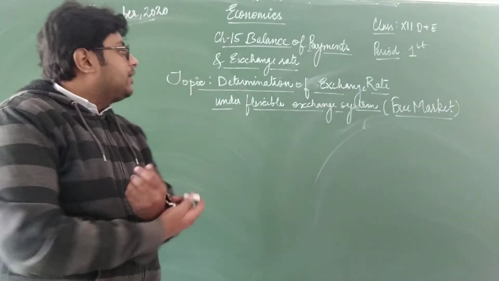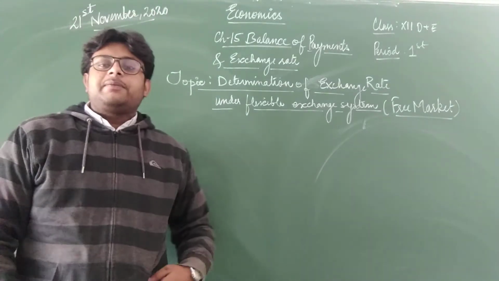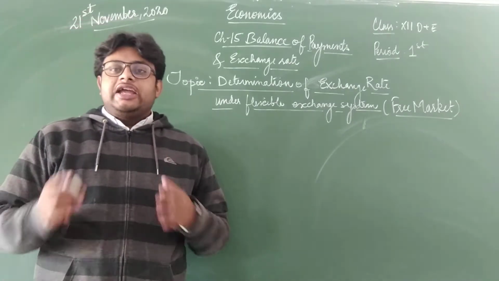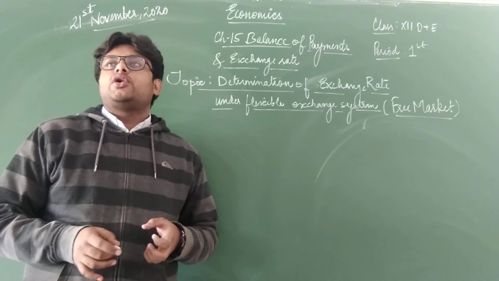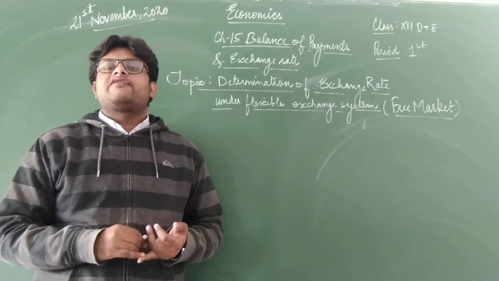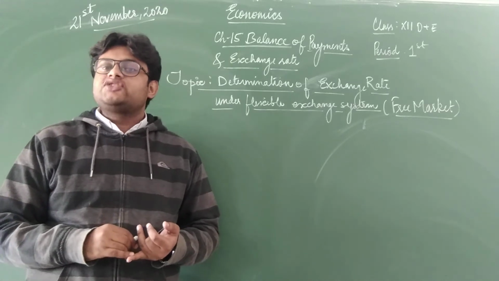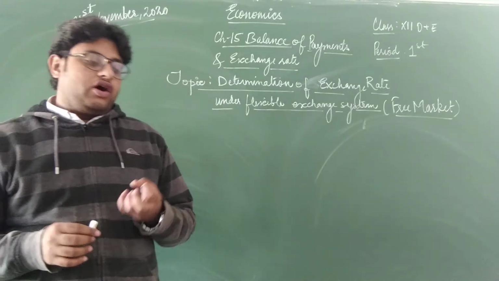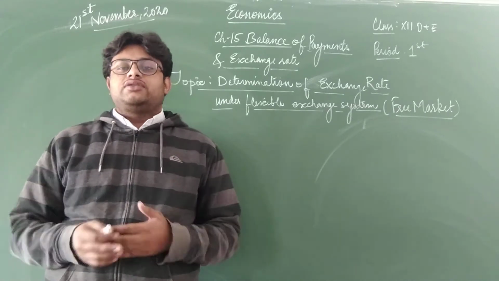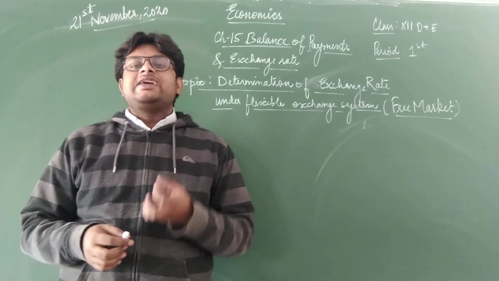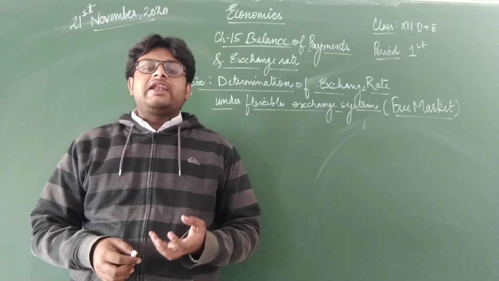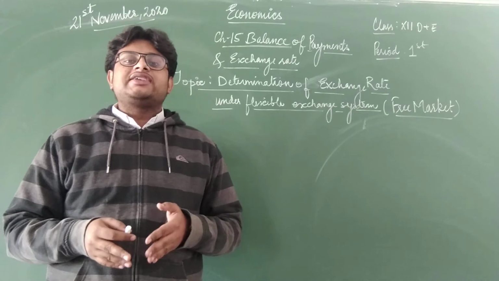So students, the last topic of your chapter, balance of payment and exchange rate, is left. In the last class, as I have told you all, there are two exchange rate systems. First is your fixed exchange rate system, in which the exchange rate of the home currency against the other currencies of the world was decided by the central bank of that country, by an official action. Whereas what was the flexible exchange rate system?